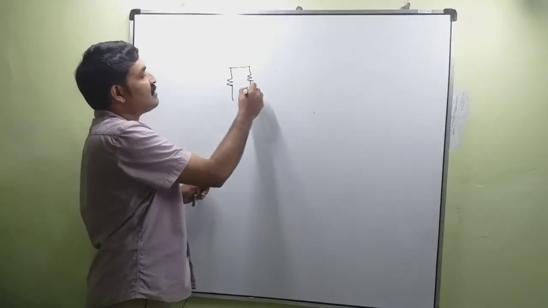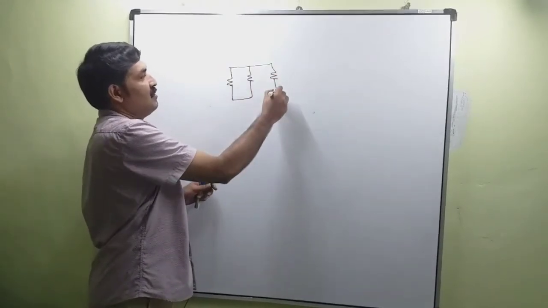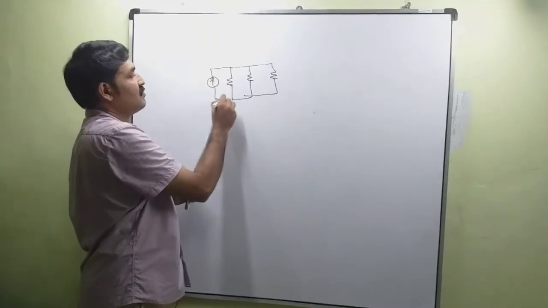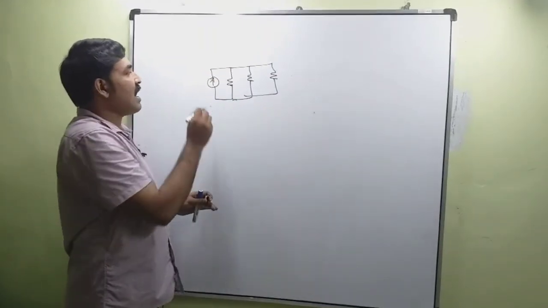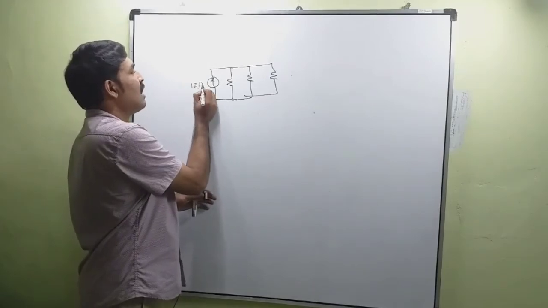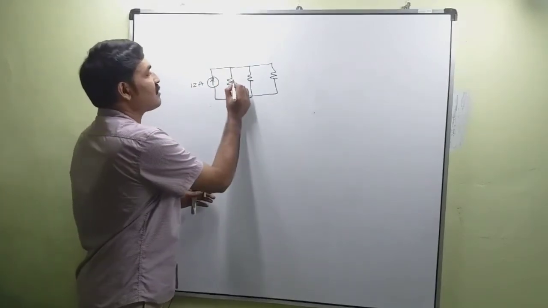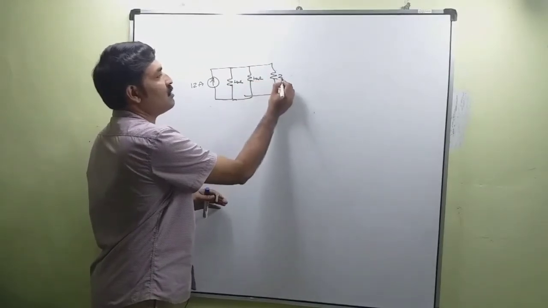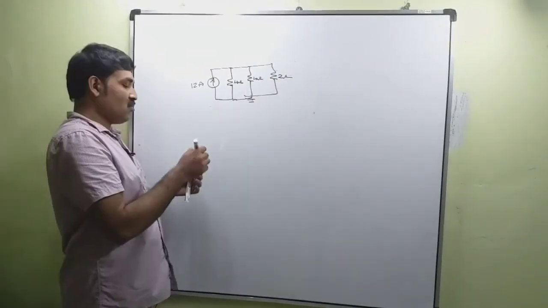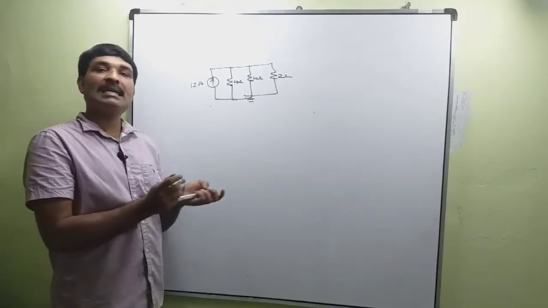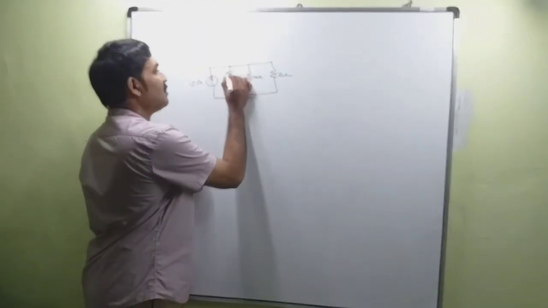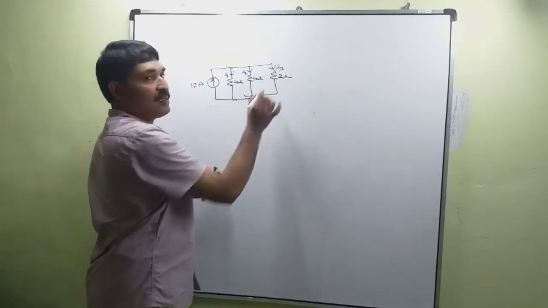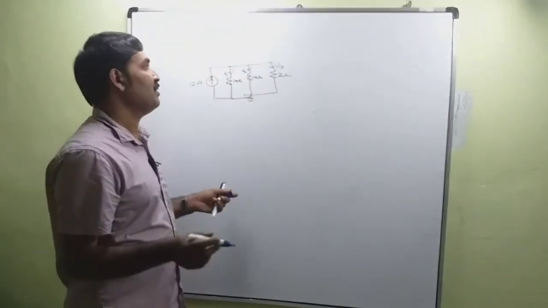Three resistances in parallel, and a current source. Now, the value of the current source is 12 ampere. The values of the resistances are 4 ohm, 4 ohm and 2 ohm. Find the current through each branch. That is, this is I1, I2, I3. I1, I2 and I3. Okay.